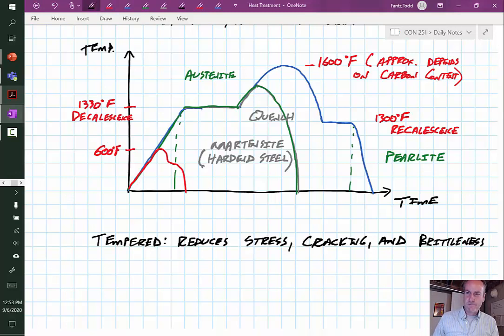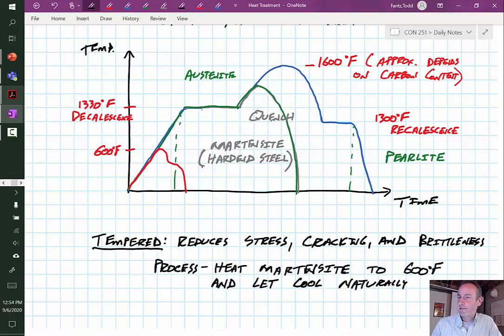So let me write down the process in order to temper it. So that's what a tempered steel would go through. As an option, what we could also do is increase the temperature more, up past that decalescence point. And if we were to go up past that decalescence point and then let it cool naturally.